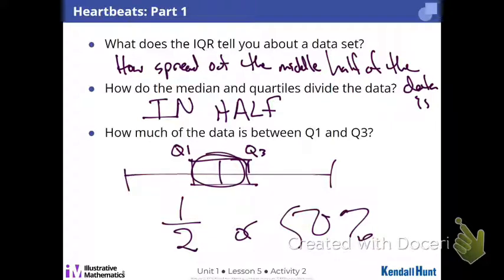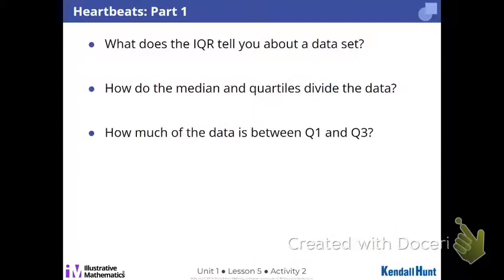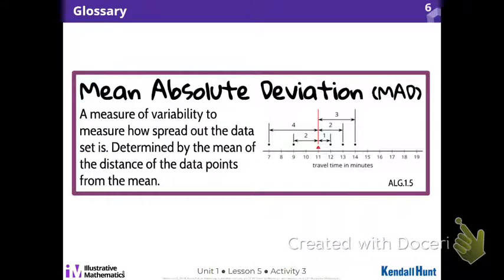Excellent. We've got one more thing to do here, and I think you touched it in 6th grade, which means there's a good chance we're rusty. Mean absolute deviation sounds crazy. It's not crazy. It just sounds crazy.